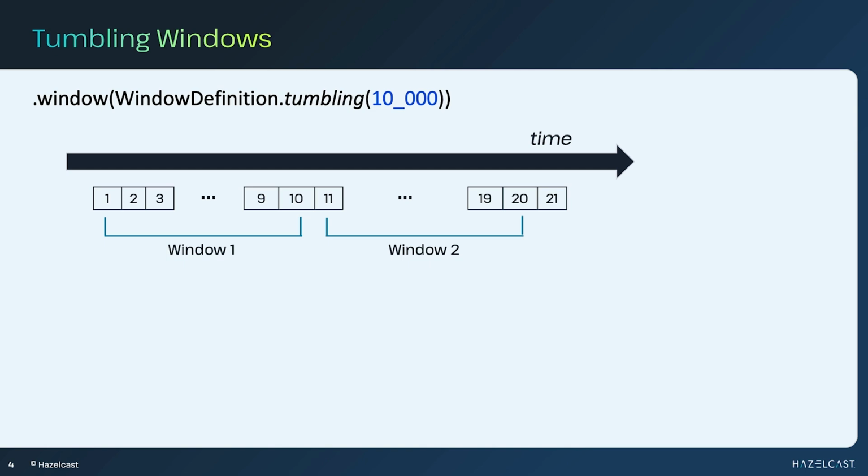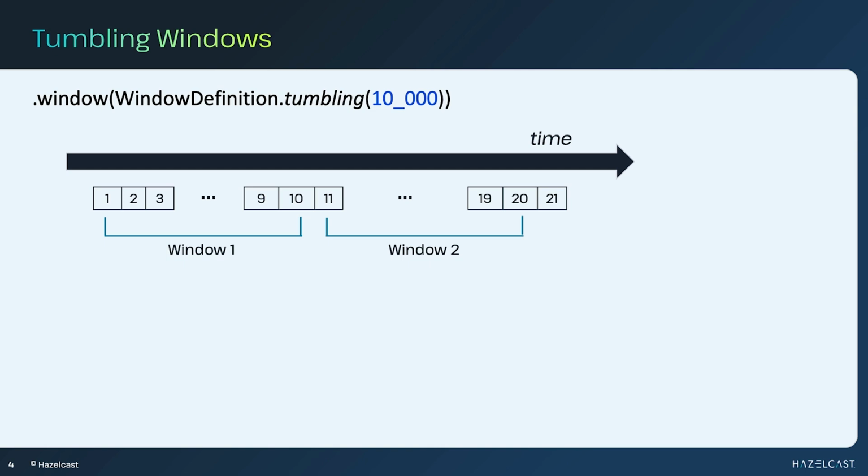For simplicity, I'm showing our timestamps as integer values, and let's just pretend that we're conveniently getting new items at the rate of 1 per second. So with a 10-second tumbling window, timestamps 1 through 10 would be collected together for the first window, and then 11 through 20 in the second, and so on. Each item belongs to exactly one window, and the windows do not overlap.